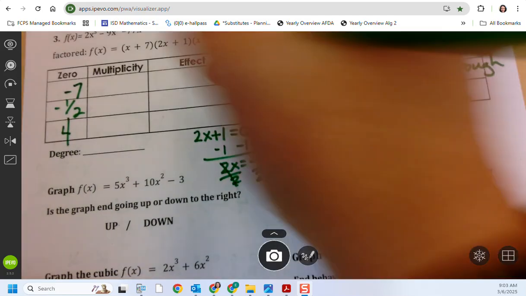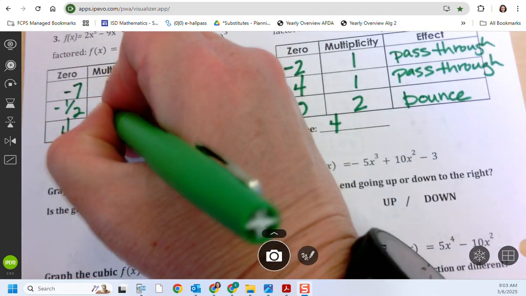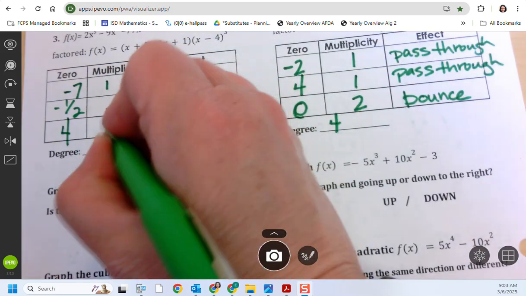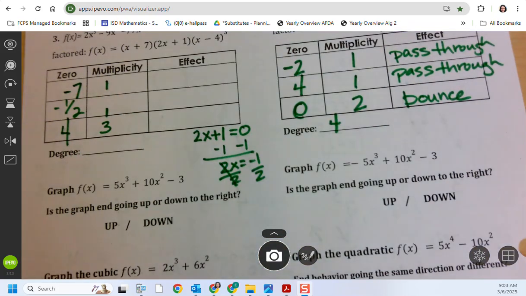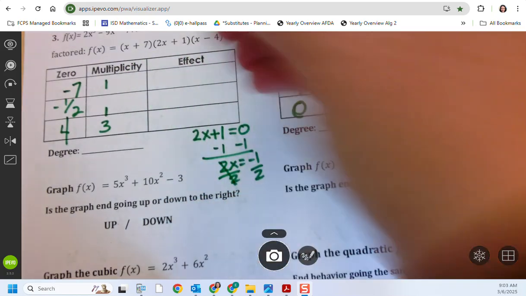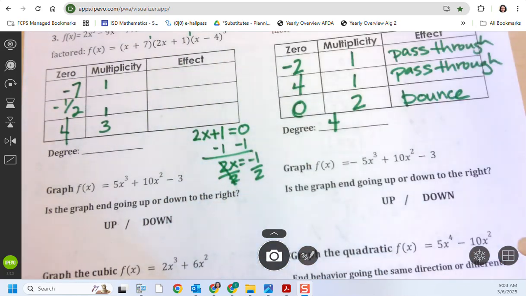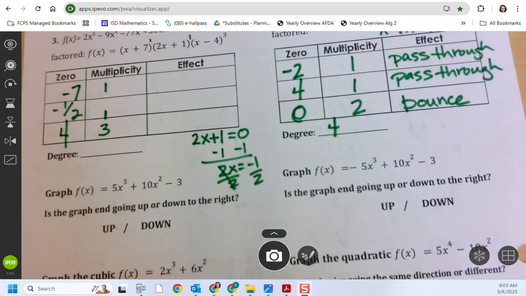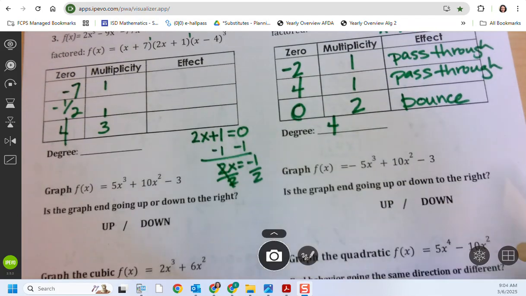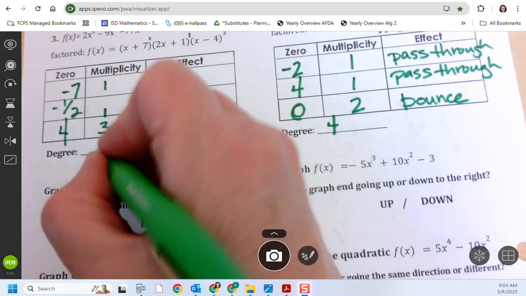Okay, so then for the multiplicity, this is 1 and this is 1, and then that one is 3. How do you get the multiplicity? So you look at the exponent on the factor. So this is 1, 1, and then 3. Okay, the degree was your biggest exponent, so it was 5.